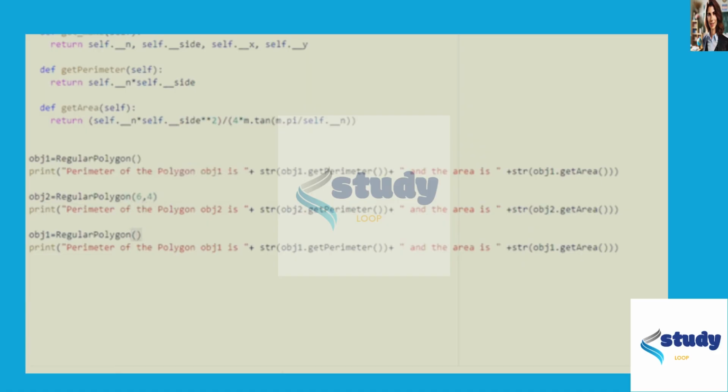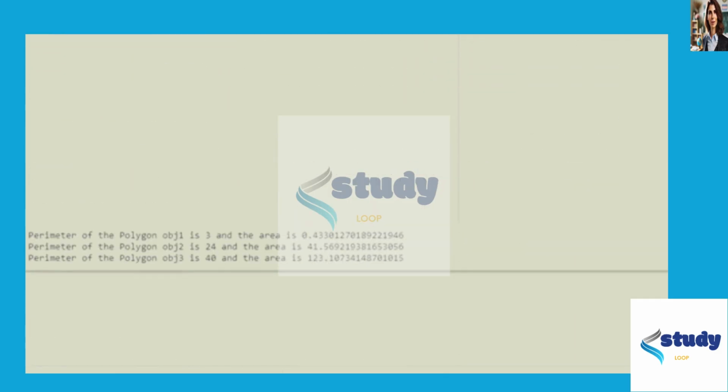Okay, so now for object 3, we have to change the object number, and object 3 has parameters 10 as the number of sides, 4 as the length of the side, 5.6 as its coordinate in x, and the y coordinate is 7.8. Okay, so changing the object name. So here we are done. We can run this, and on running this Python code we get our values printed: perimeter of the polygon of object 1 is 3 and the area is 0.433 units square. Similarly for object 2 and object 3. Thank you.